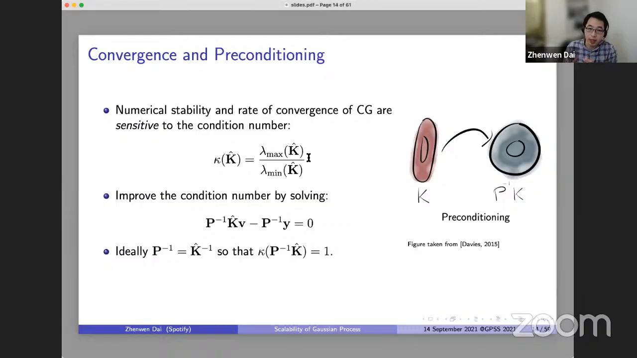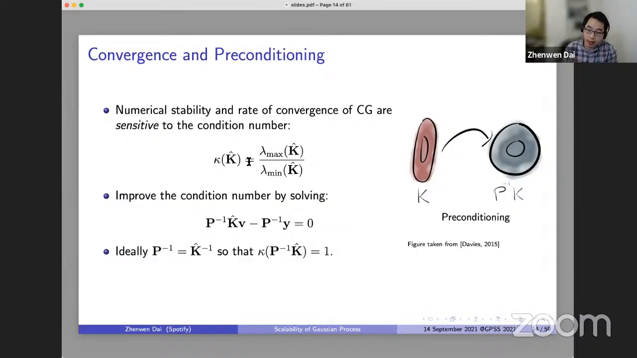In particular, it is sensitive to the condition number of the covariance matrix. The condition number is defined by the ratio between the maximum eigenvalue and the minimum eigenvalue. You can imagine that the more singular the covariance matrix is, the higher its condition number, and it will often result in a worse rate of convergence.